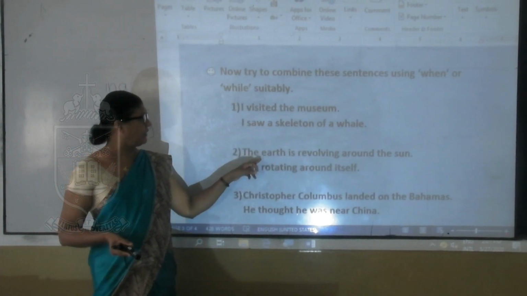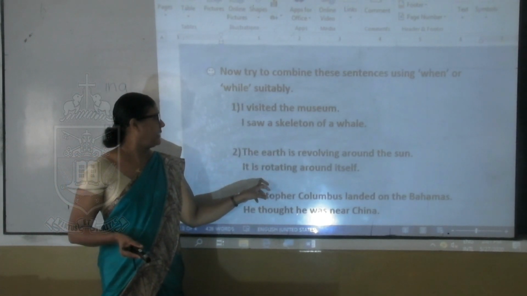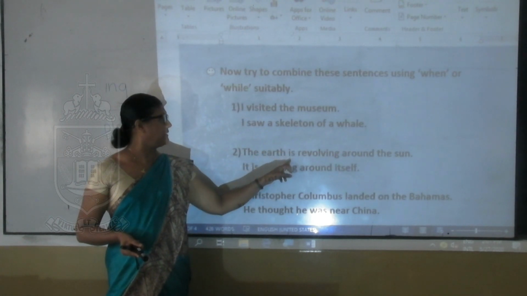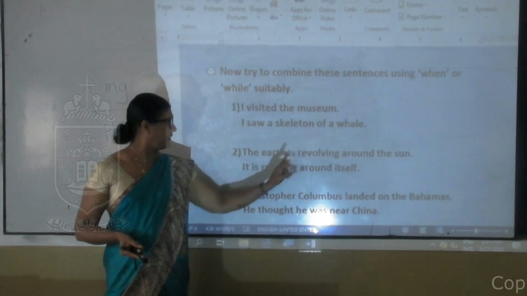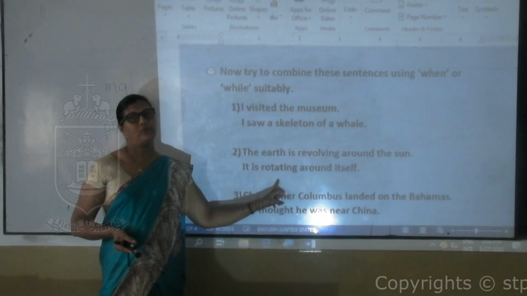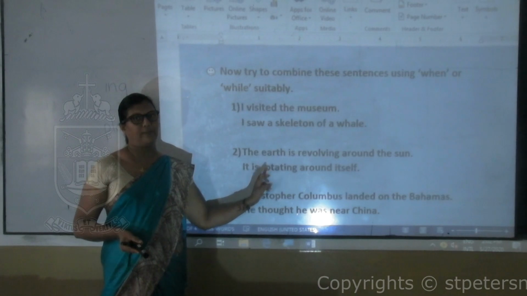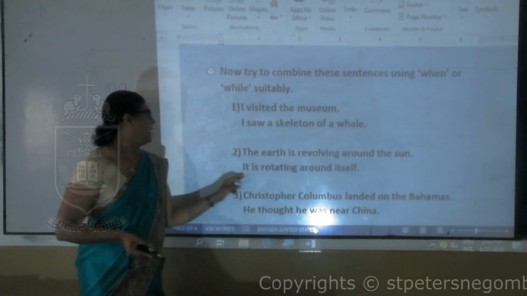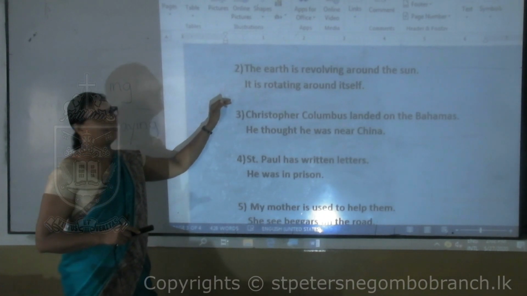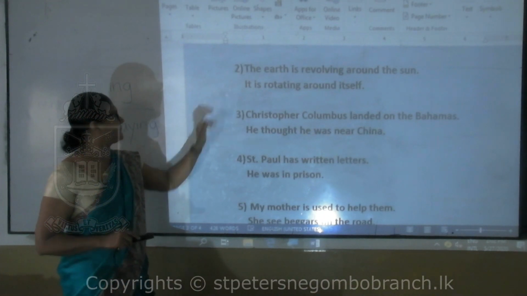The earth is revolving around the sun. It is rotating around itself. You can see here, is revolving is a continuous action and is rotating is a continuous action. Better you use while to combine these two. The earth is revolving around the sun while it is rotating around itself.